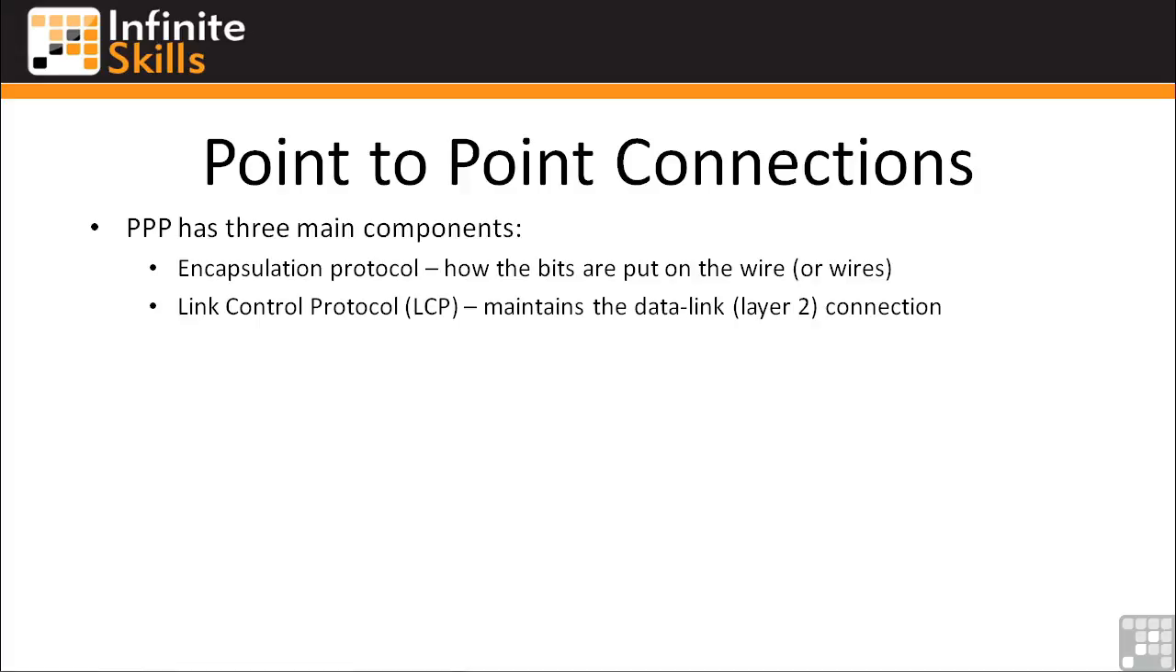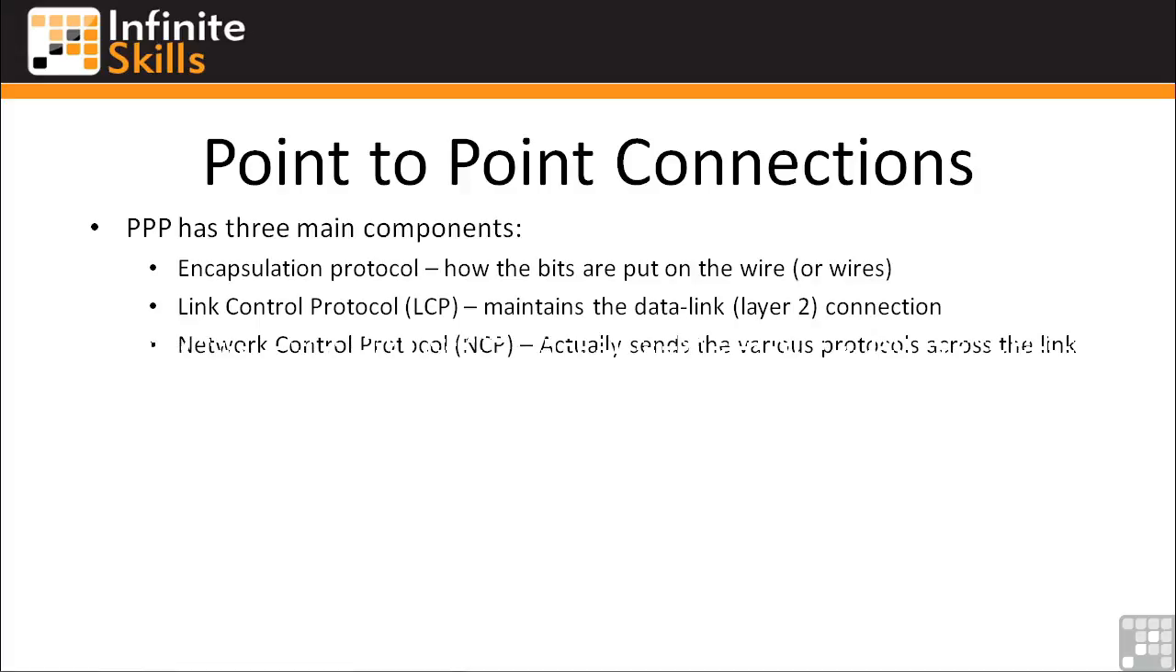LCP maintains the data link layer 2 connection and checks for loopbacks and terminations and things like that at layer 2. And then finally we have NCP, or the Network Control Protocol. The NCP actually sends the various protocols across the link. Again, since PPP is a layer 2 construct, the NCP is what actually sends IP or IPX or SNA or whatever protocol you care to send across your WAN through the PPP tunnel.